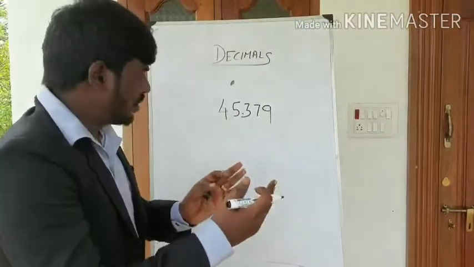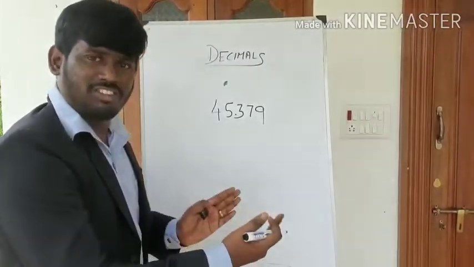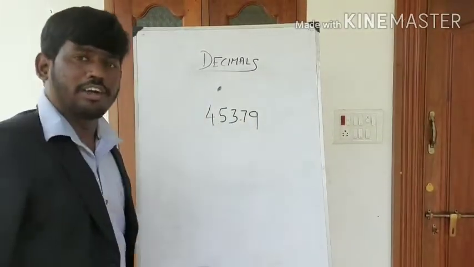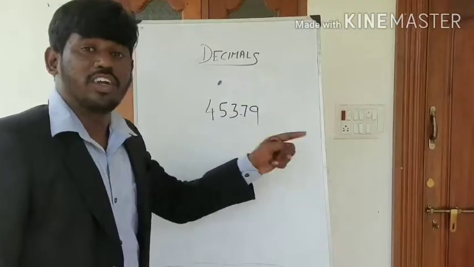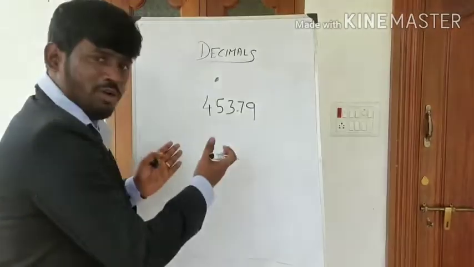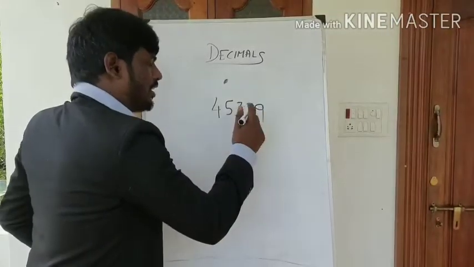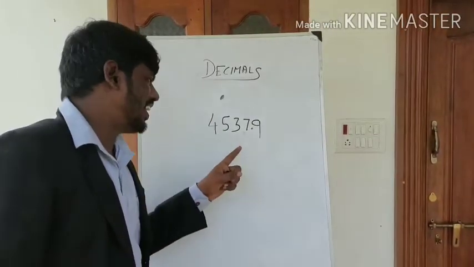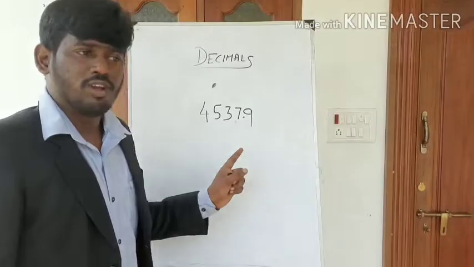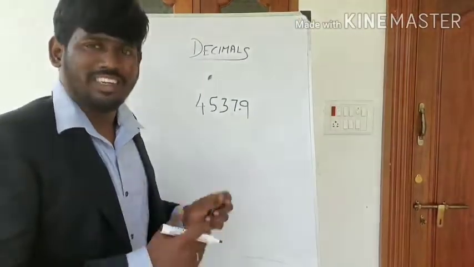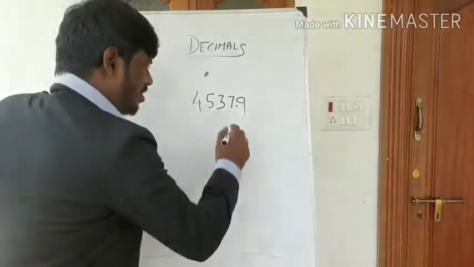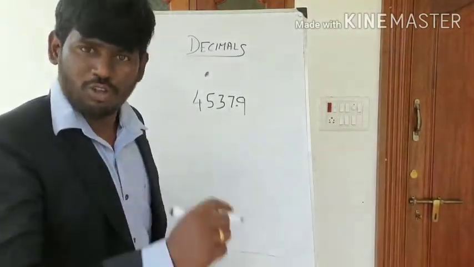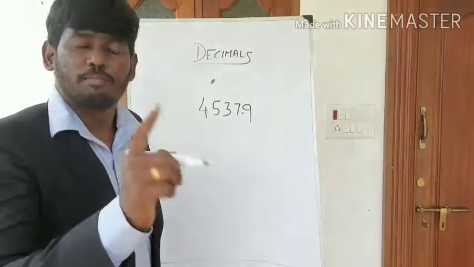Before, I said 4 point; now, after the 4, it is 45. The value is increased now. Next, I am going to keep the point between 3 and 7: 453.79. So the value is increasing. Then I am going to keep the point in between 7 and 9: 4,537.9. So what do you understand from this? The value of the number depends on where the point is placed, so you have to keep the point in the right place.